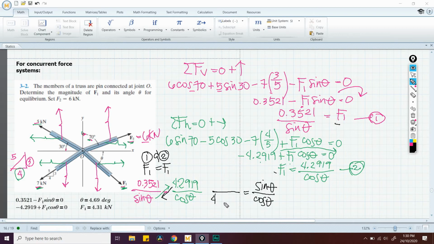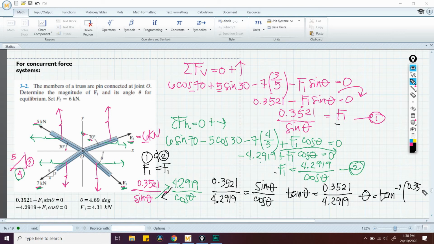Lipat natin sa baba. So, 4.2919. Okay, and then we have here our 0.3521. And we know sine over cosine is tangent. So, we will have tangent theta is equal to 0.3521 over 4.2919. Okay, therefore, our theta will just be the inverse tangent of 0.3521 over 4.2919. So pag sinolve natin yan, our theta will be 4.69 degrees. So we have our theta now.